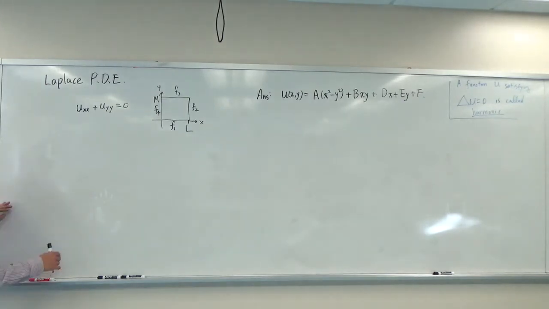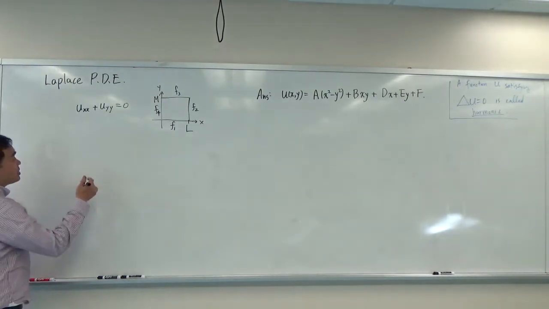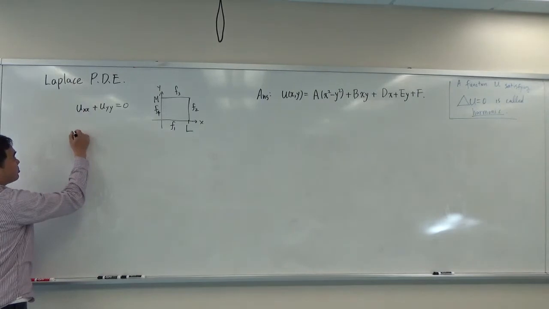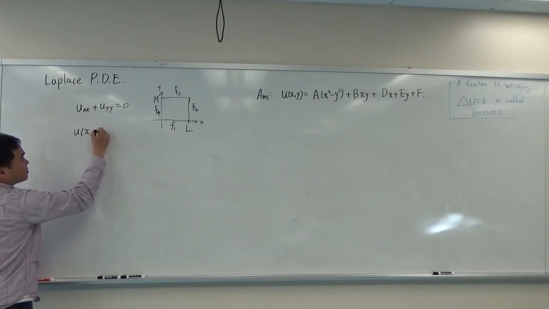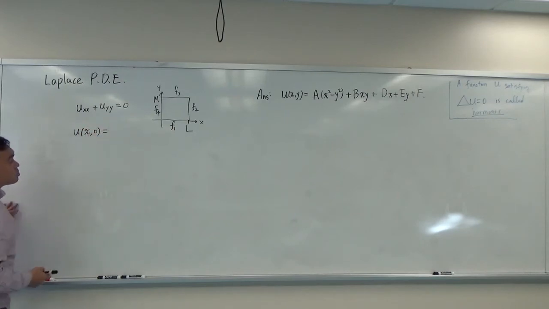So how would you write down the boundary conditions for that case? You have u of what? U of x comma 0. Which one is that? Is it f1, f2, f3, f4?